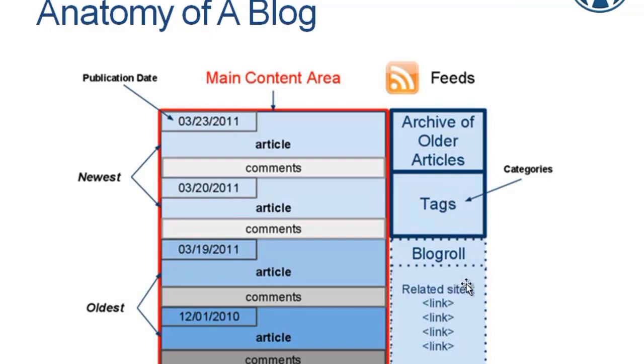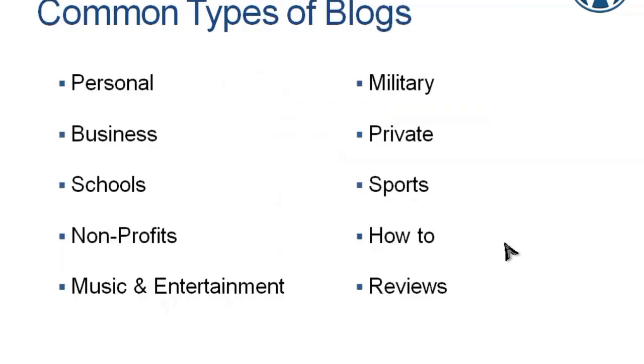But there's another one. Under the tags, you might have a blogroll. That is a list of sites that the blog writer found interesting or related, usually third-party websites.